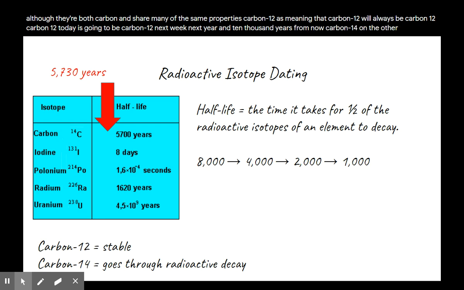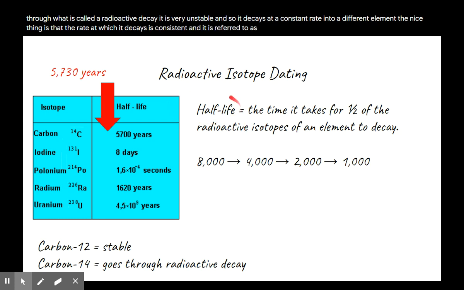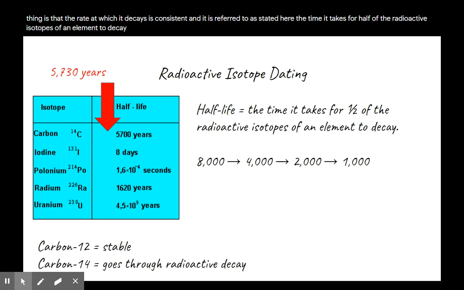Carbon-14, on the other hand, goes through what is called radioactive decay. It is very unstable, and so it decays at a constant rate into a different element. The nice thing is that the rate at which it decays is consistent, and it is referred to, as stated here, as the half-life, the time it takes for half of the radioactive isotopes of an element to decay.